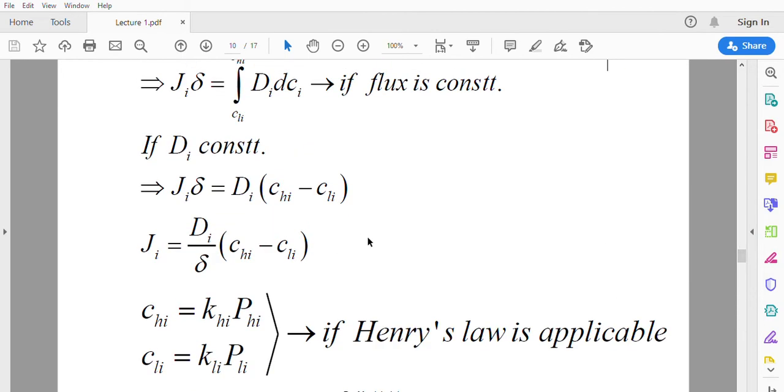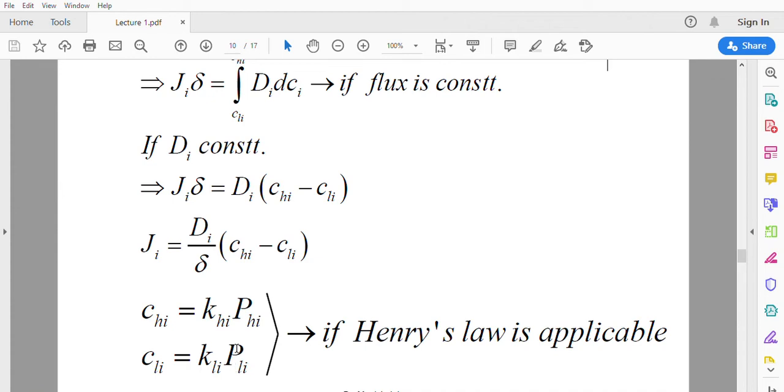Now you can rearrange this equation in this form, Di by delta. Now you can apply Henry's law, because in this condition Henry's law is applicable. When you apply Henry's law, you can correlate the concentration to the partial pressure. So Chi can be written as Chi equal to Khi Phi, where Phi is the partial pressure of component I at the high pressure side, and Khi is the Henry's constant at the high pressure side. And similarly you can write CLI equal to KLI multiplied by PLI.